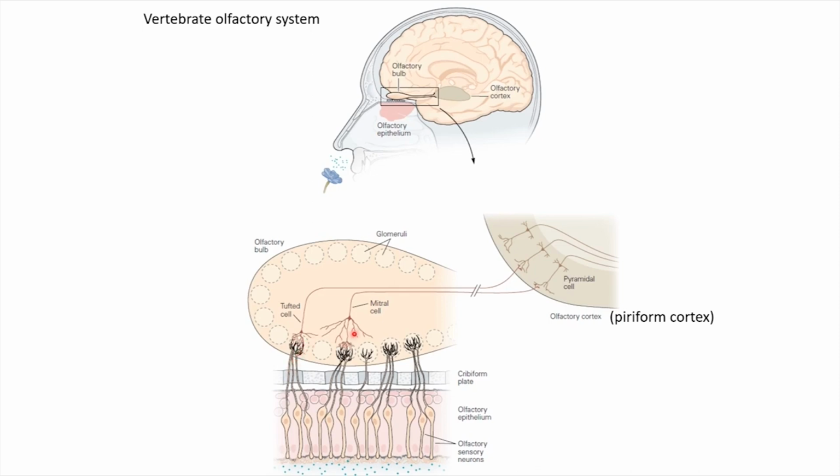From there, the mitral and tufted cells, which are like the projection neurons of the insect brain, carry this information to higher brain areas. And the biggest target of these is the olfactory cortex, also called the piriform cortex. These mitral and tufted cells go from the olfactory bulb directly to the cortex without having to pass through the thalamus. So that was one of the differences we saw in olfaction compared to other senses: information reaches the cortex without passing through the thalamus.